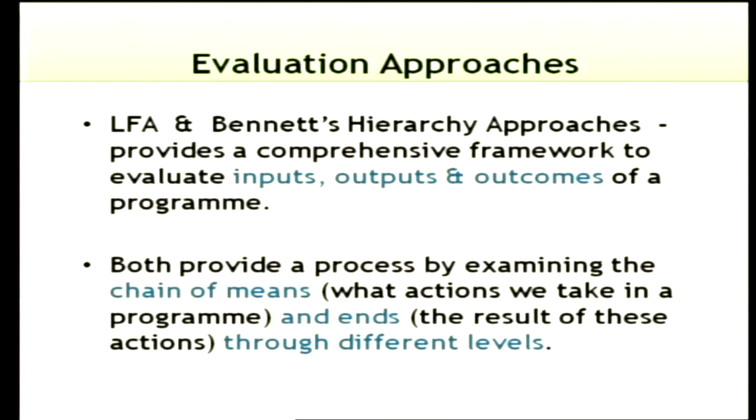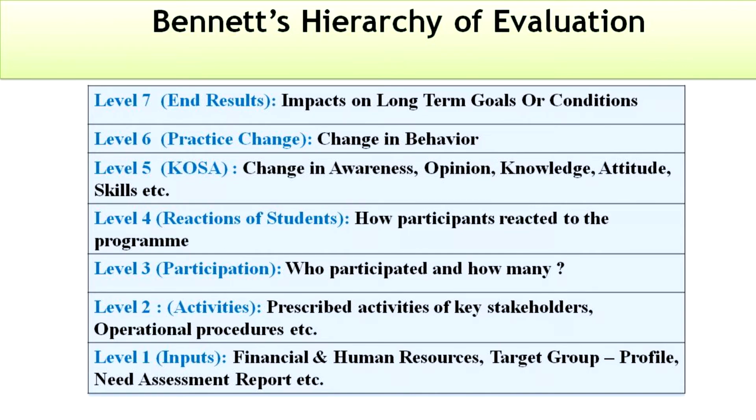When we are implementing a program or project, it is a chain of events. When we are investing some money and some human resources, they take some actions. So what actions are there in the program, and with those actions, what ends are achieved? Ends means the results of these actions. When we see Bennett's hierarchy, it is a 7-level hierarchy, starting from the bottom, from inputs to outputs or the end results. It is described in 7 levels.